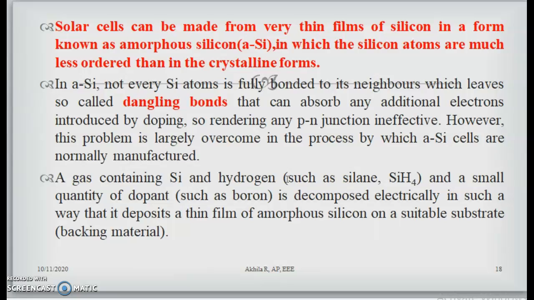And these dangling bonds can absorb any additional electrons that are introduced by doping, which makes the p-n junction ineffective. So to overcome this problem, there is a manufacturing method in which amorphous silicon is made. It involves a gas containing silicon and hydrogen, SiH4, which is known as silane, and a small quantity of dopant, usually boron, which is decomposed electrically in such a way that it deposits a thin film of amorphous silicon on a suitable substrate, which you can also call the backing material.